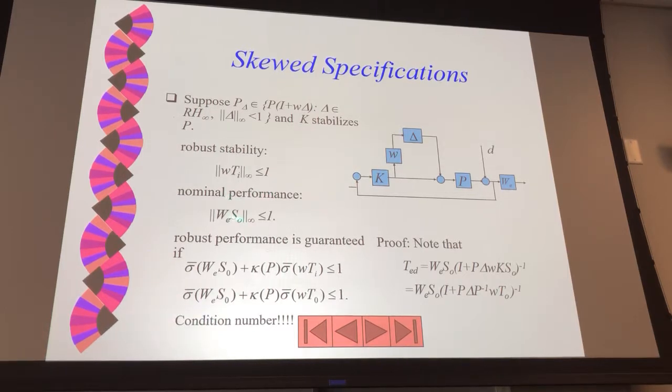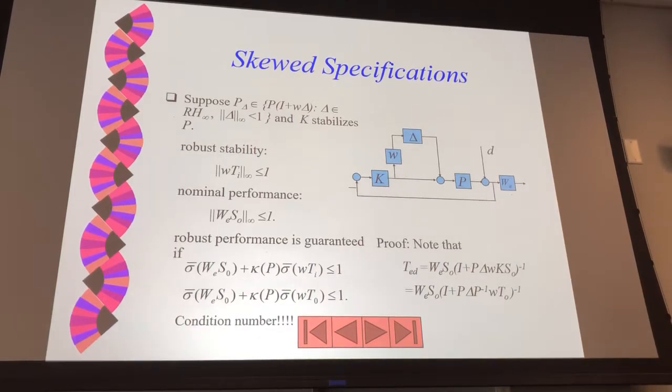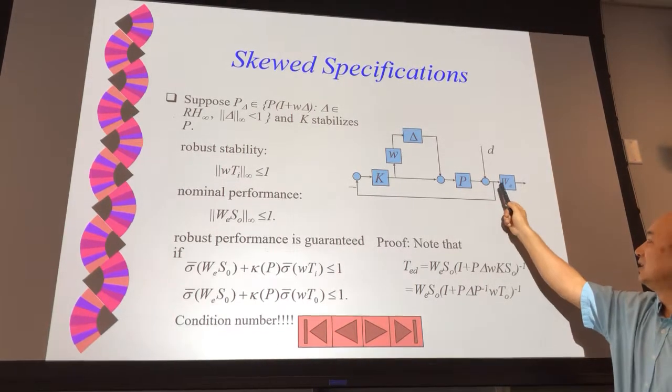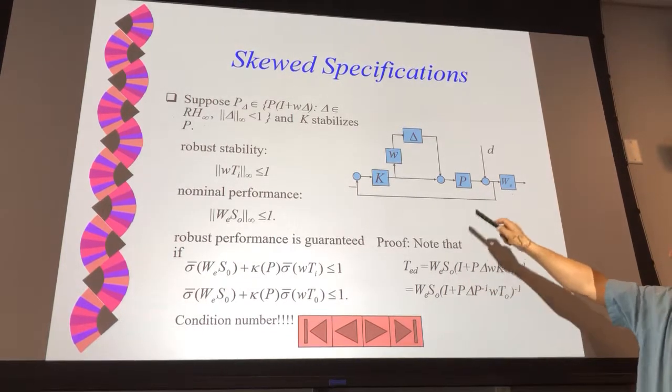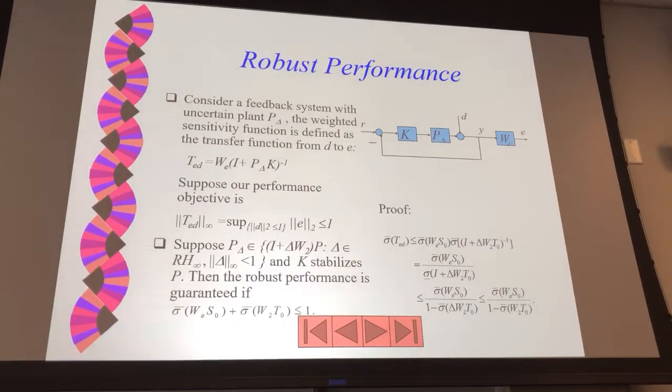So nominal performance is WE S0. You have W here, again this is E. This is the signal used for performance measure. So W could be I. Then this is TED. I'm sorry, TED is the complementary sensitivity function from D to E. So you will see that it amounts to W left multiplying S0. This is the same as we did last time. This one is the same here.